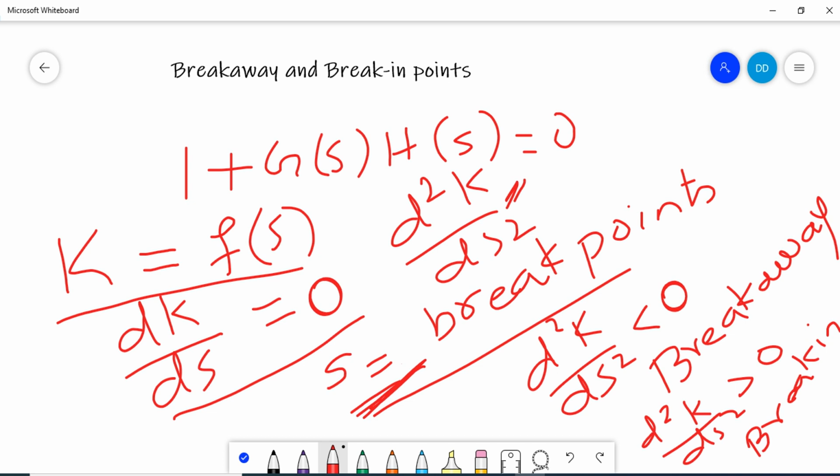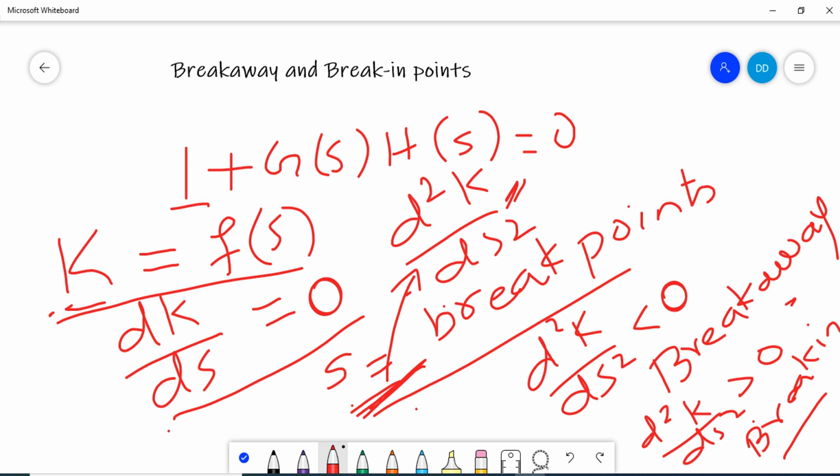So first find the characteristic equation, rearrange it so that K is a function of s, differentiate it, and find the value of s. This s is substituted back to find the value of K. If K is positive, it is valid. To decide whether it is breakaway or break-in, differentiate dK by ds again with respect to s. On substituting the value of s, if you get less than 0, it is breakaway. If it is greater than 0, it is a break-in point.